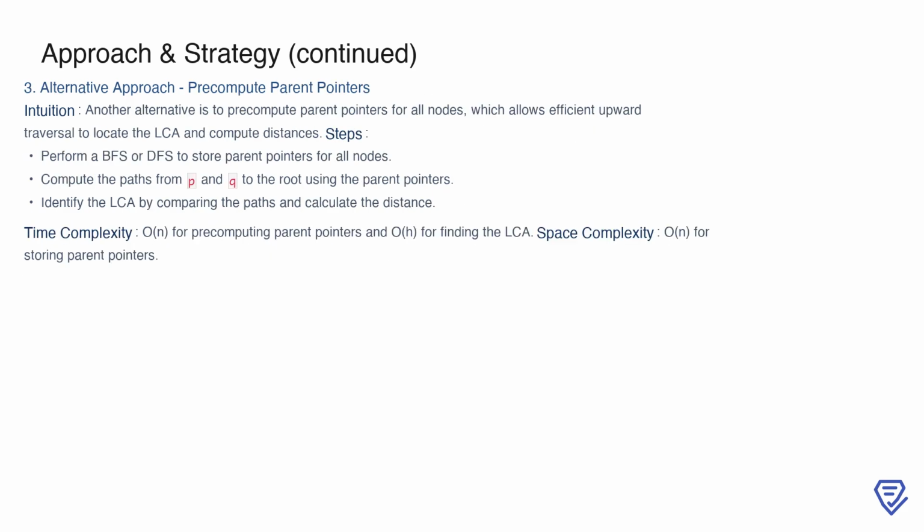Another possible method involves pre-computing parent pointers for all nodes in the tree. This approach allows for efficient upward traversal to locate the LCA and compute distances. To implement this, we first perform a breadth-first or depth-first search across the tree and store parent pointers for every node. Once these pointers are pre-computed, we can quickly build paths from nodes P and Q back to the root. By comparing these paths, we can identify the LCA as the last common node. With the LCA determined, calculating the distance becomes straightforward.